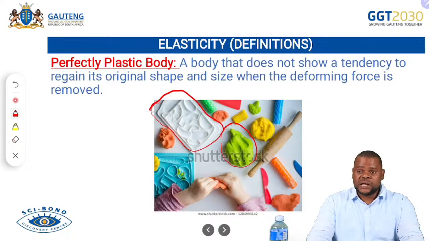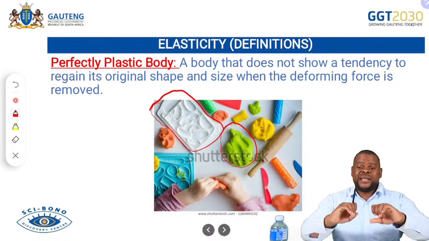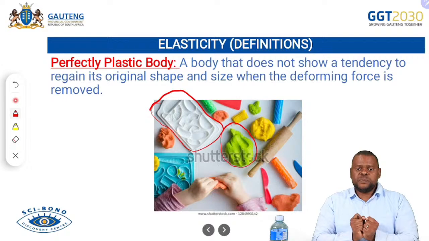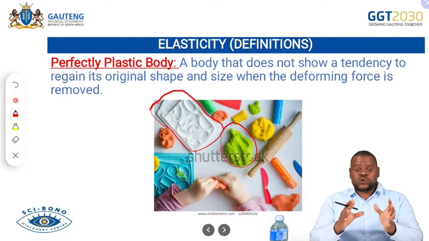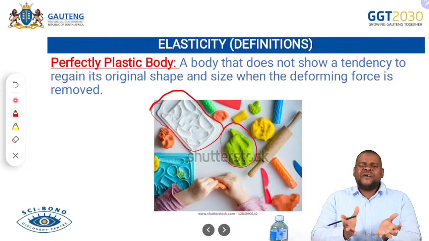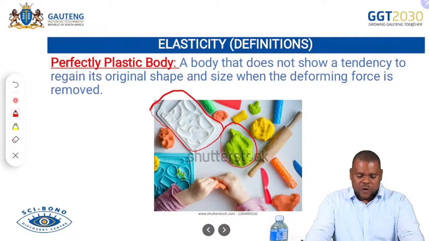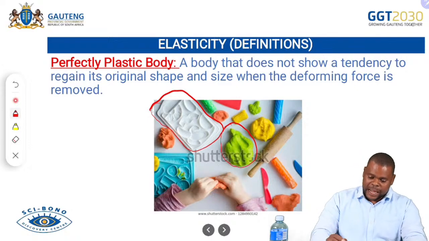This hard plastic, if you bend it, what will happen to it? It will break. Then after it breaks, will it ever go back to its original shape and size? That is what we call what? Perfectly plastic body.